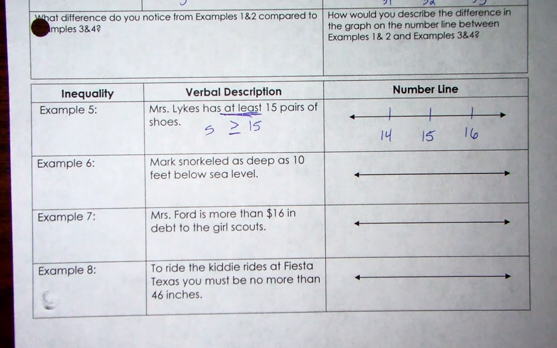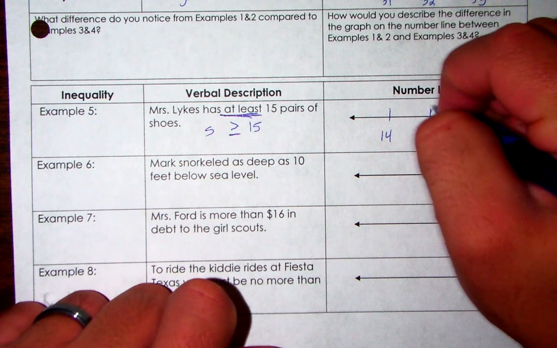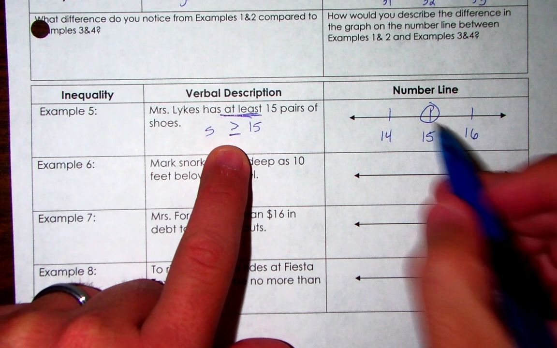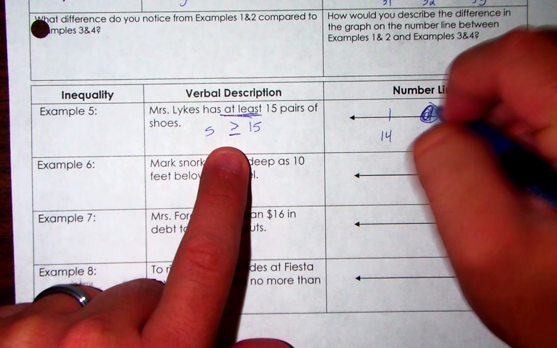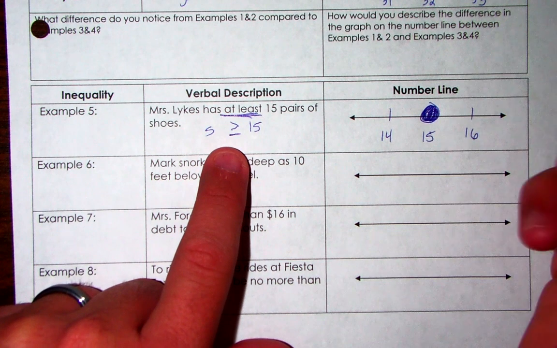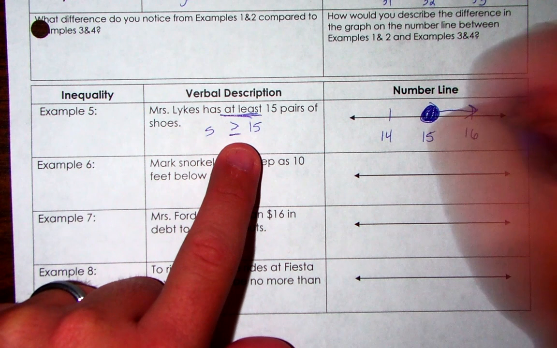Alright, open circle at your solution, which is 15. Is there a solid bar? Yes, there is. Shade it in. Which way is the tip of the arrow facing? It's facing to the right, so you shade to the right. Done.